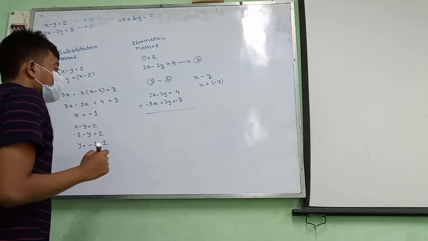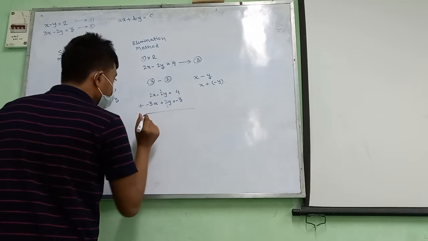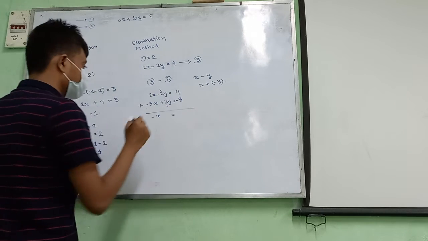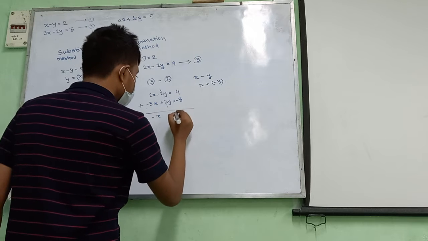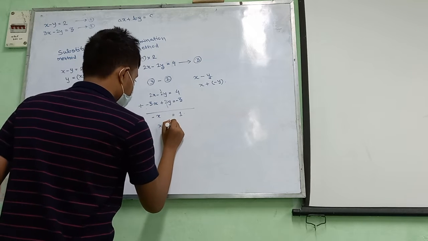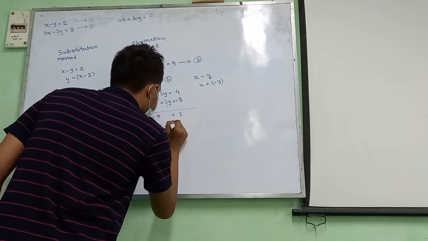These two terms cancel out because they have opposite signs. These two terms become x, and these two terms become minus 4 minus 3, which is minus 1. So we get x equals minus 1.